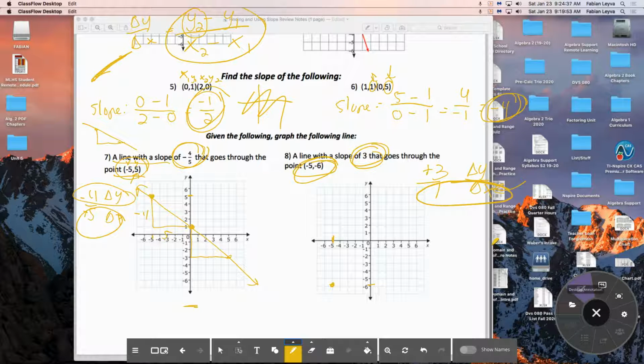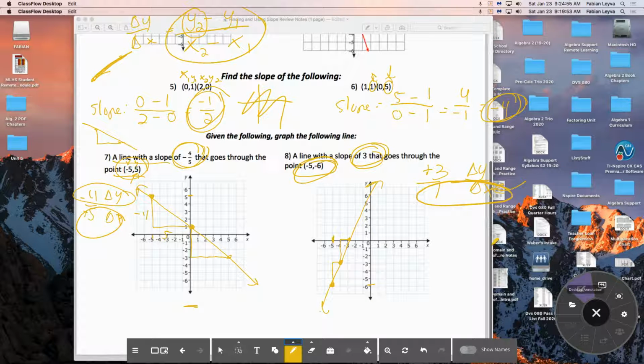So if you look at the slope, it's going to go up 3. 1, 2, 3, then over 1. You can do as many as you want, at least a minimum of 2, because of course you need a line. I'm not going to require 3 like the past one. 1, 2, 3, over. And there is your line.